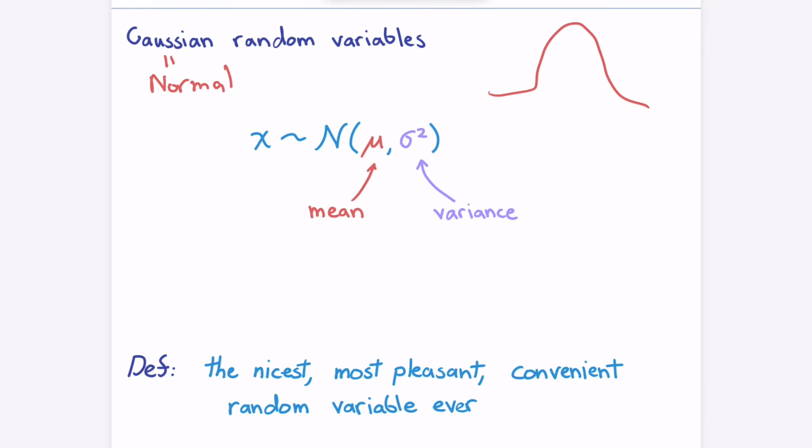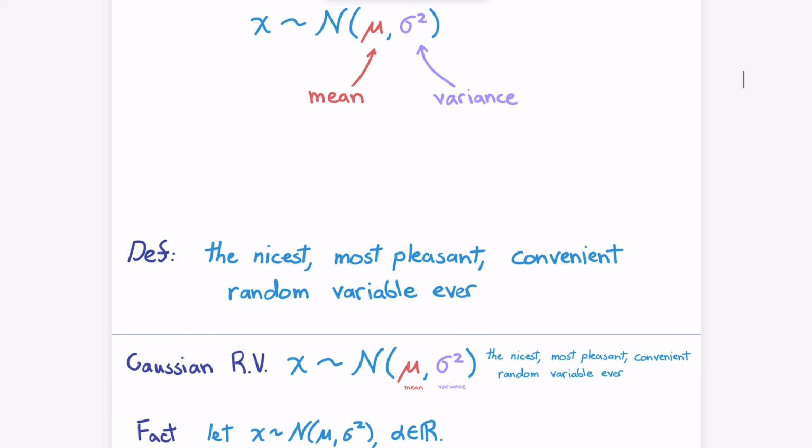So the definition is the nicest, most pleasant, convenient random variable ever. This is where all your dreams will come true, if you are of a certain personality. It's the world's nicest random variable.